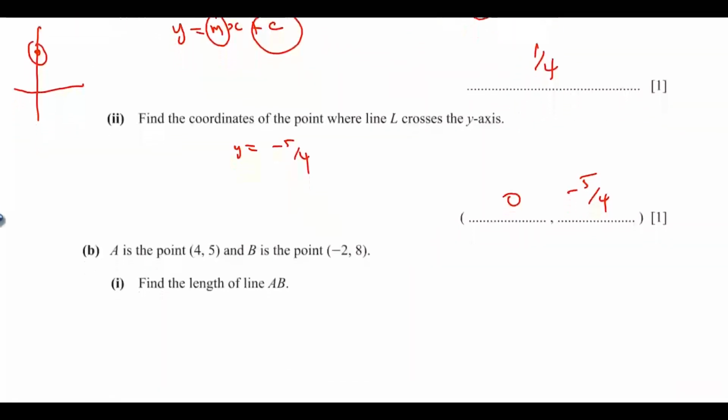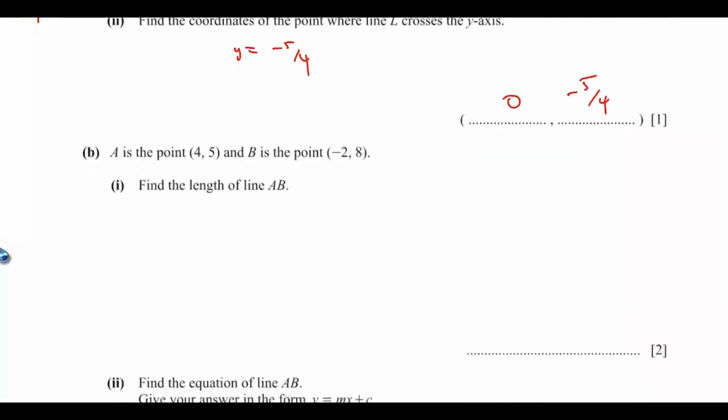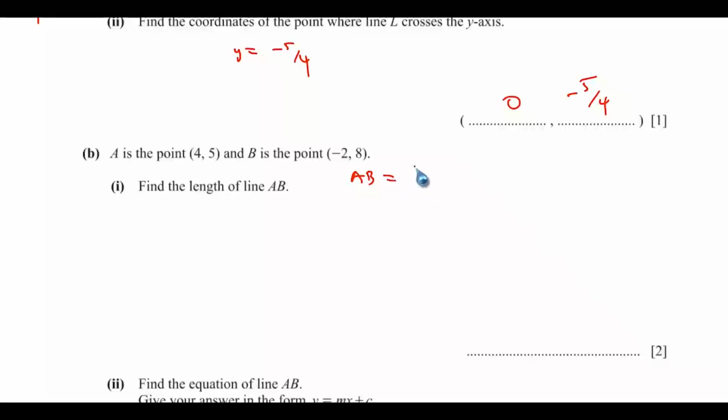5 over 4. Okay, so part B, A is the point (4, 5) and B is the point (minus 2, 8). Find the length of line AB. Okay, so the length of line AB is given as the square root of this: x2 minus x1 squared plus y2 minus y1 squared. So that is the length of AB. So from here, this is x1 and this is y1. So this is x2 and this is y2.